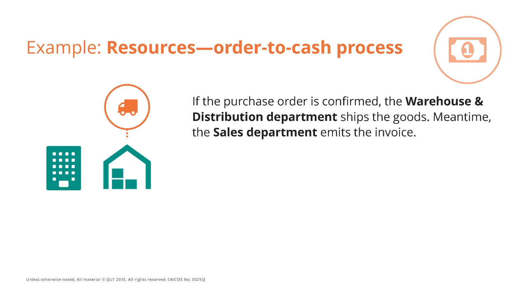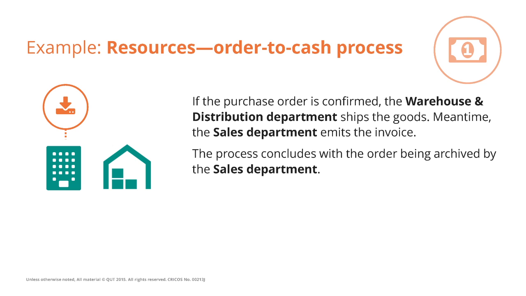If the purchase order is confirmed, the warehouse and distribution department then ships the goods, and meantime, the sales department emits the invoice. The process concludes with the order being archived by the sales department.